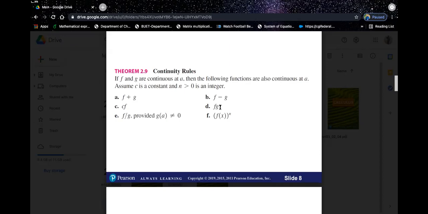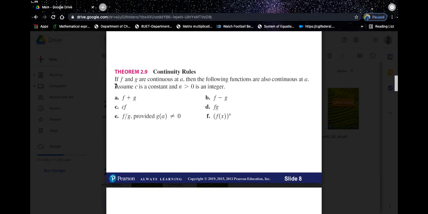If you have two continuous functions where the functional value of the denominator is not zero, then their ratio is also going to be continuous. Obviously, we know for a rational function, for a fraction, the denominator can't be zero. So at that point, if the functional value of the denominator is not zero, then we can say that the ratio is also continuous.